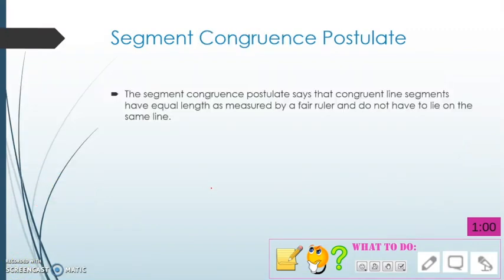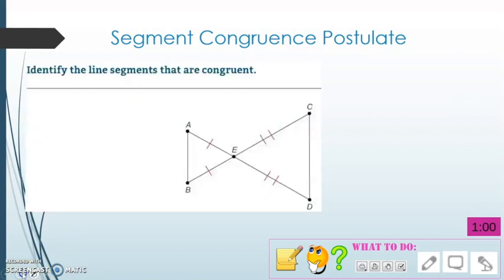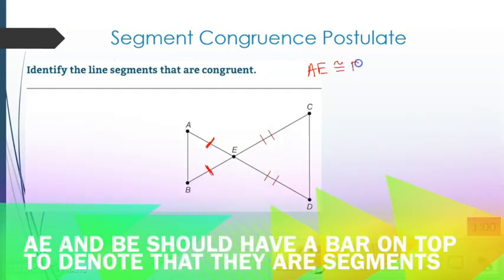All right, our next postulate is the segment congruence postulate. That just states that congruent line segments have equal length as measured by a fair ruler and do not have to lie on the same line. So for example, we would identify segments that are congruent by tick marks. And so this segment BE has 1 tick mark, and the segment AE has 1 tick mark. So we can say that segment AE is congruent to segment BE.